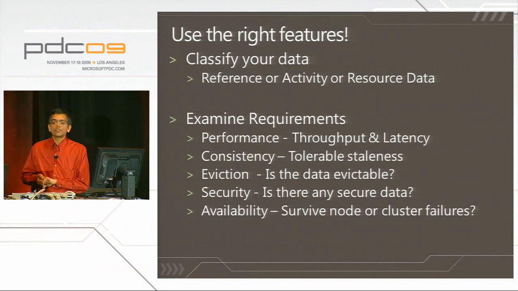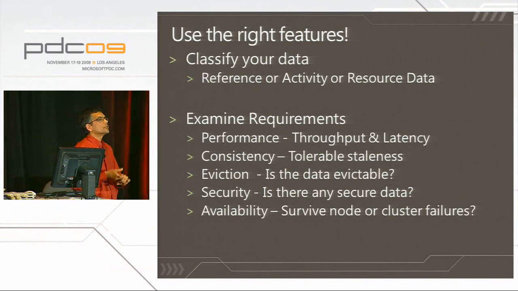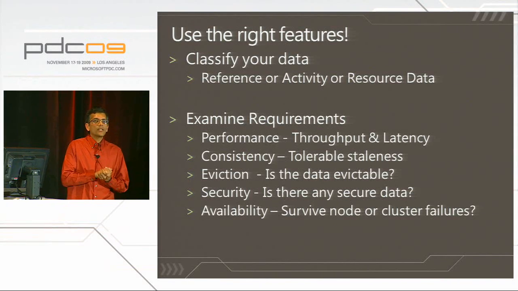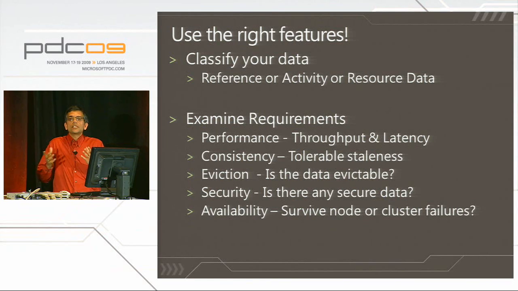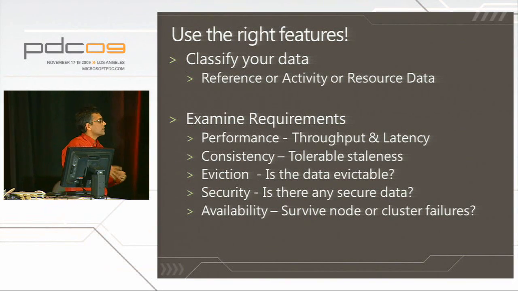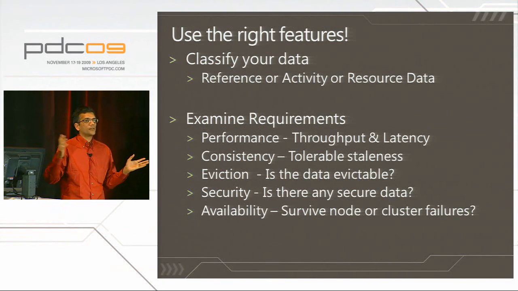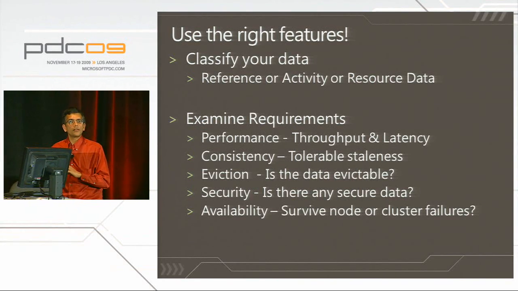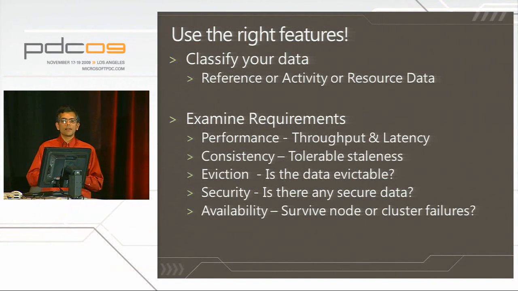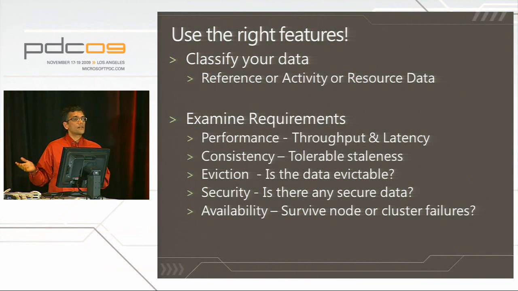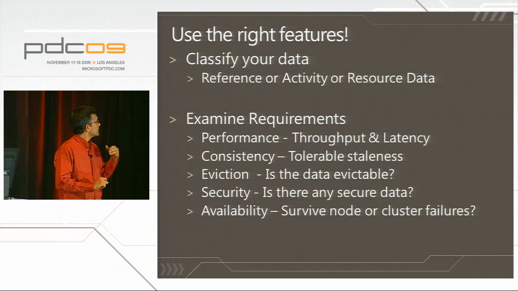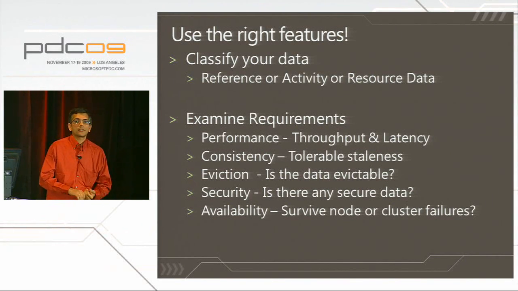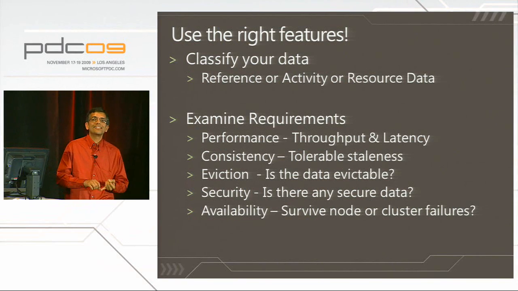The first thing to note, as I talk about the features, is that you should use the right features. It depends on what data you are caching. What we've seen in all the customers is usually three kinds of data: reference, activity, or resource. Reference is primarily read-only data. Activity is read-write, but not shared. And resource is read-write and shared data. Once you identify what kind of data it is, you also have to look at what performance characteristics are needed. What is the throughput needed? What is the latency needed?